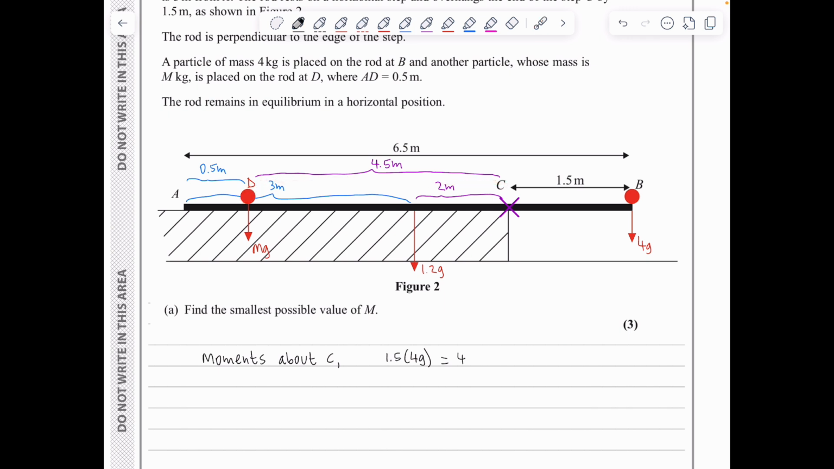So 4.5 times capital M g plus the 2 times the 1.2g. So we're looking at 6g being equal to 4.5 Mg plus 2.4g, taking us to 3.6g being equal to 4.5 capital Mg. Obviously the g's will cancel out. If I divide both sides by 4.5, we arrive at 0.8 being the value of capital M.